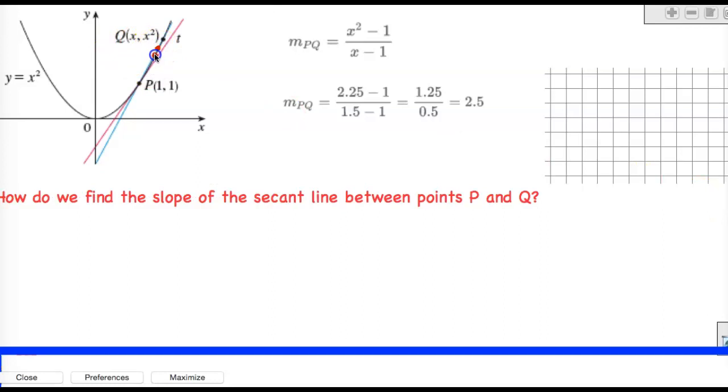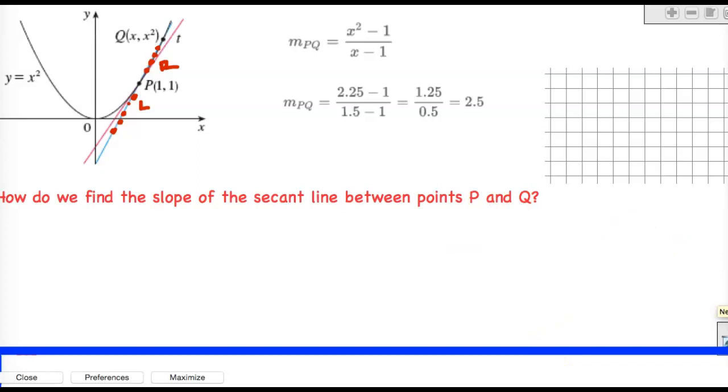However, the goal here is to take points that are going to get closer and closer and closer to P, and this here would be considered the right side. And then on this side, take points closer and closer to P, which would be considered the left side, and see where those slopes are approaching, right? And that's a lot of work, right?